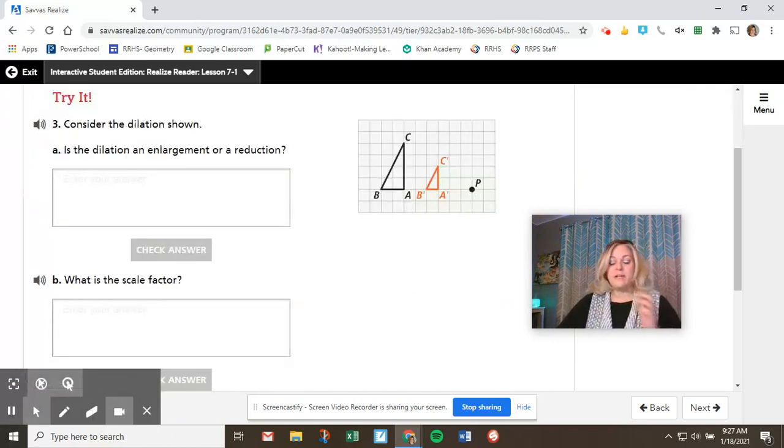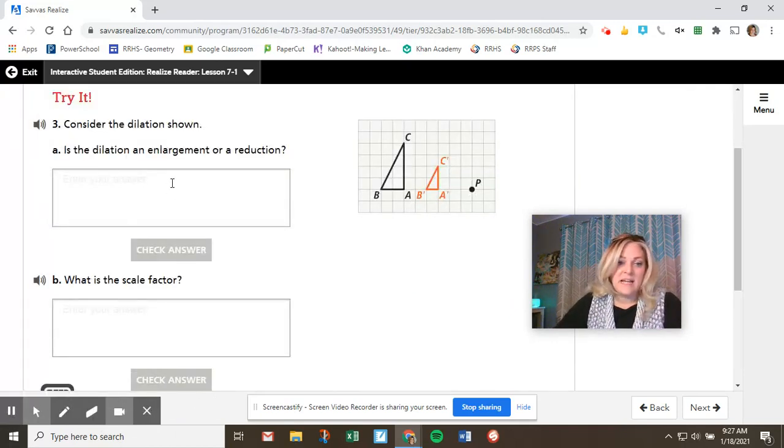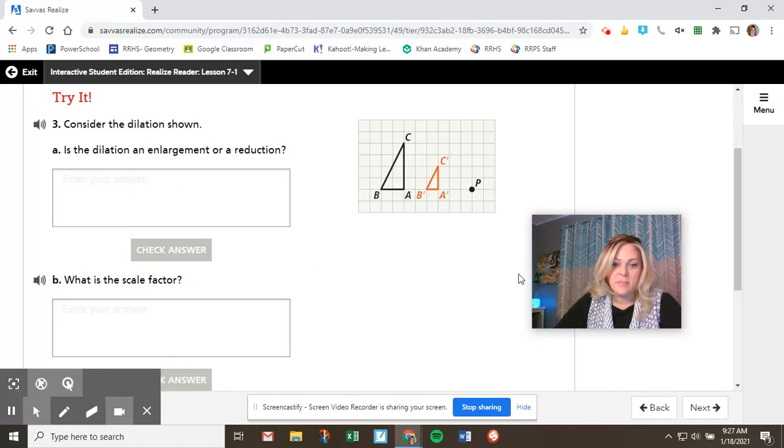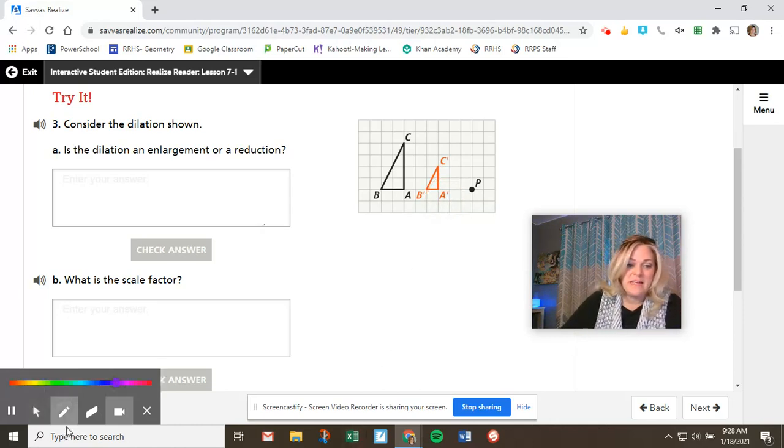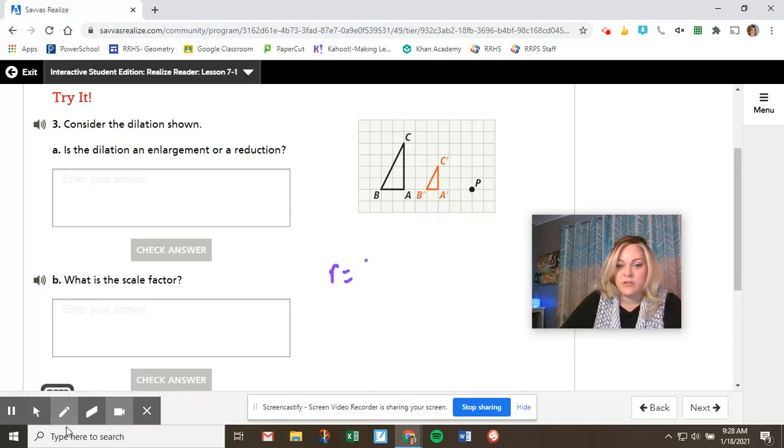This is example 3, but try it. So it says, is this a dilation or enlargement? Look for the primes. So I look at these and I go, okay, these are primes, the A prime, B prime, C prime, and it obviously got smaller, so it's a reduction. It reduced in size. And then what is the scale factor? That's when I get my pen, and I'm going to say my scale factor equals, notice we're getting it a little bit more simple each time, new to old, or new to original.